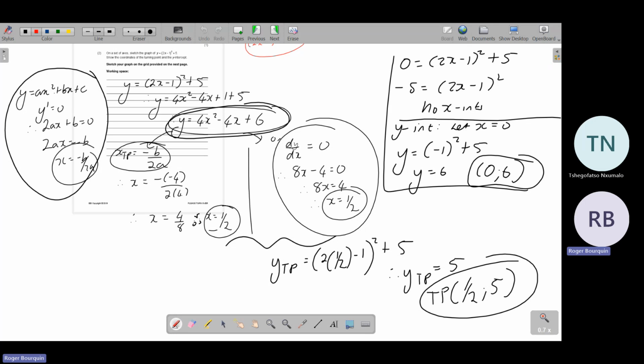It's a half. But it's negative b over 2. It's negative 4, so that becomes positive 4. Negative b is negative 4. The formula is negative b over 2a. Oh, okay. So x is a half, not negative a half. You with me?